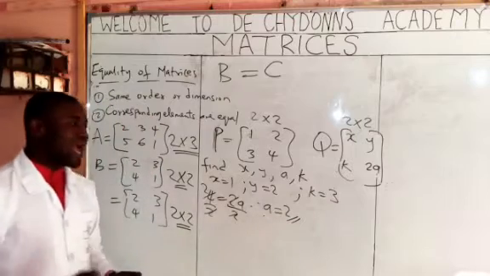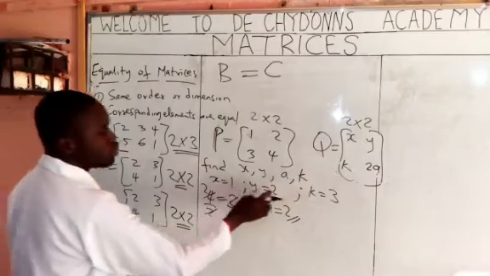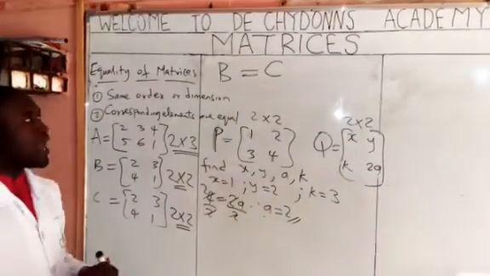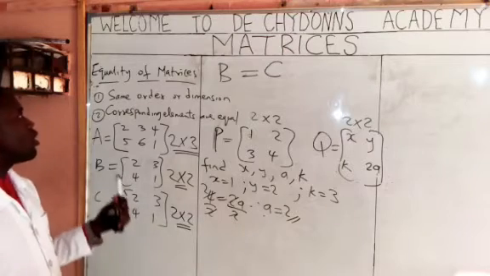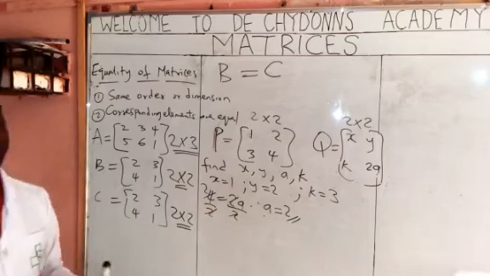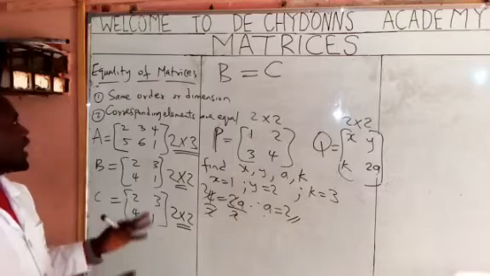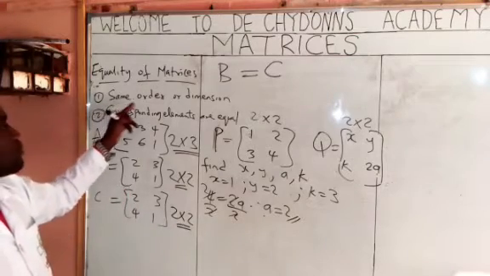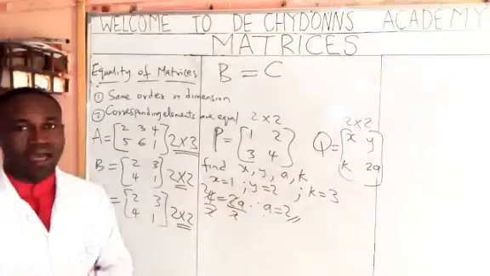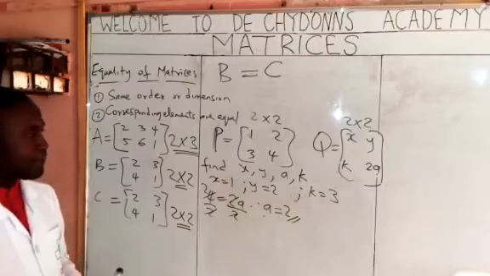So the answers for S, Y, K, and A are 1, 2, 3, and 2 respectively. So we've been able to see equality of matrices, or when two or more matrices are said to be equal. We have said that they are equal when they have the same order or dimension and when their corresponding elements are equal. We want to go into transpose of matrix.